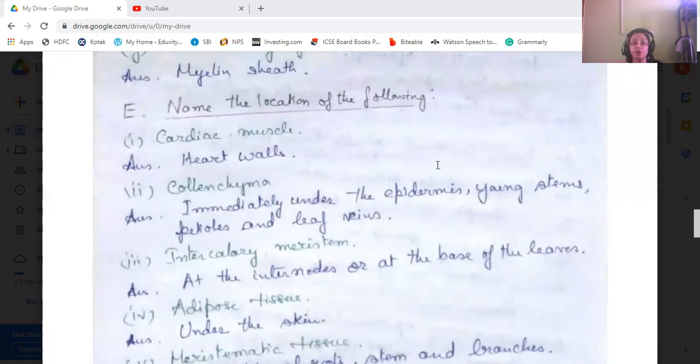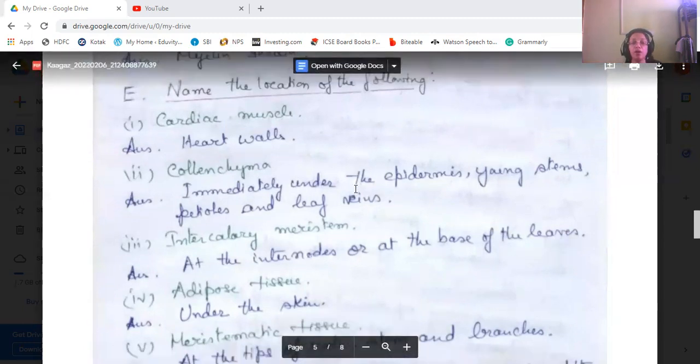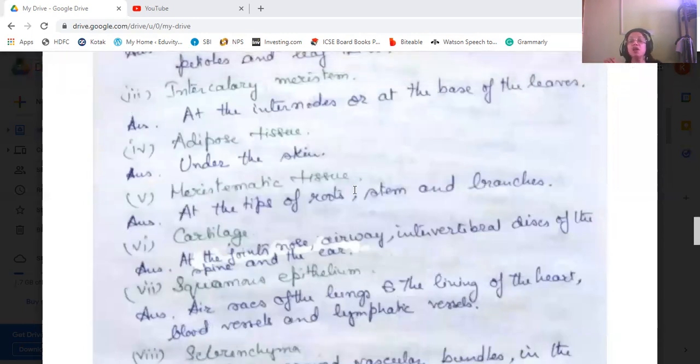These are found in intercalary meristems. Then adipose tissue, these are found under the skin. Okay. Next is meristematic tissues at the tip of the roots, the stems, and the branches. Apical meristem, that is what we call it.